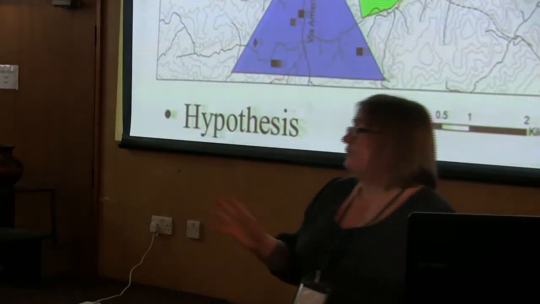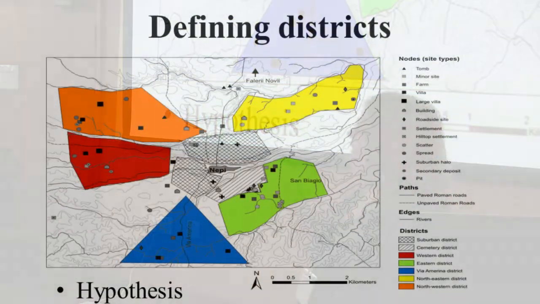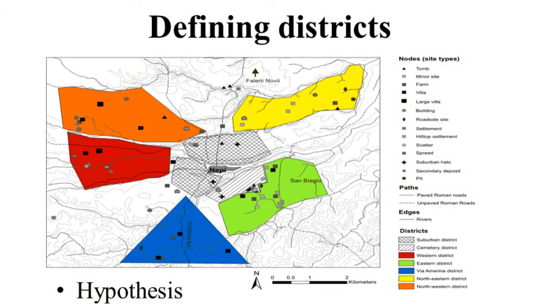So you can use your data in order to see different supply networks. And on the basis of all Roman data, we make certain interpretations of different districts.